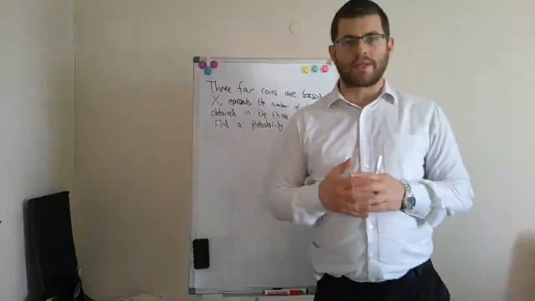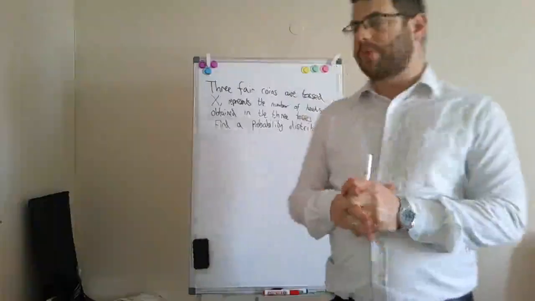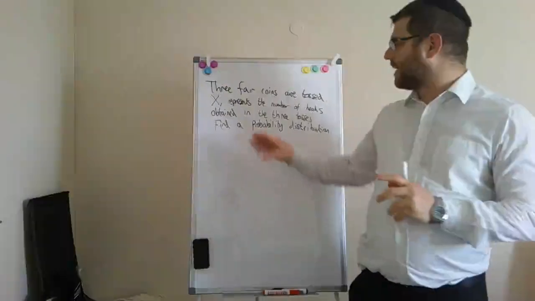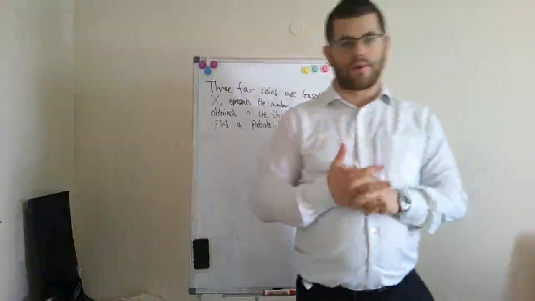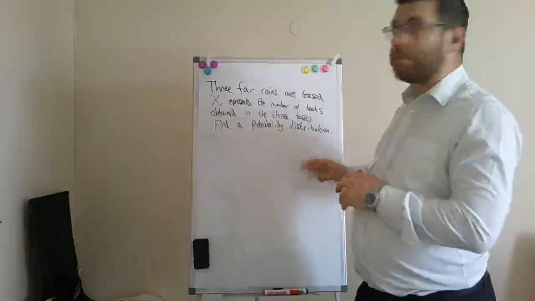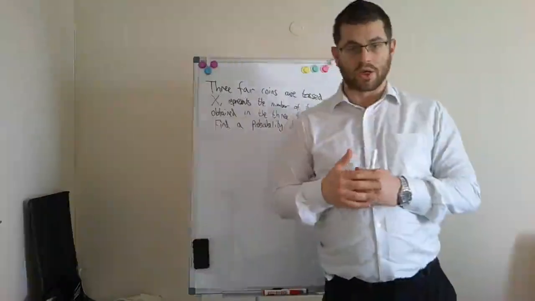So I want you to think about this very carefully. When you are asked to find a probability distribution, you are asked two things. You are asked to find what the possible outcomes are, so you need to decide very carefully what all the possible outcomes are. And then you have to work out all the probabilities using the right notation that we just introduced.